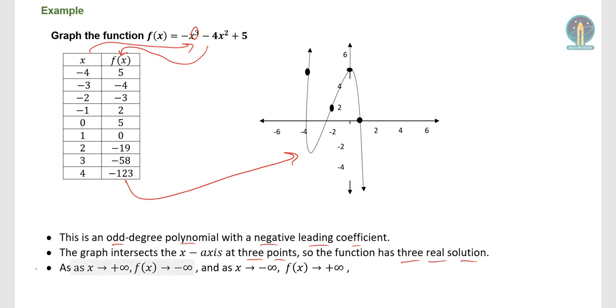As x approaches plus infinity, the function approaches negative infinity, right here. So as x goes to plus infinity, the function keeps going to negative infinity on y. And as x approaches negative infinity, the function approaches positive infinity on y.